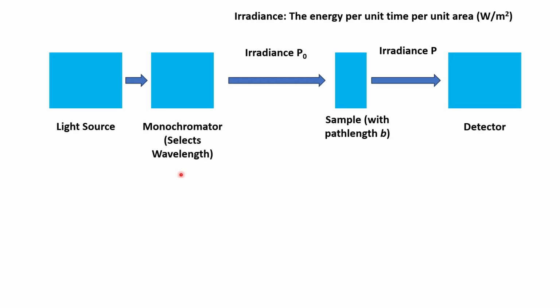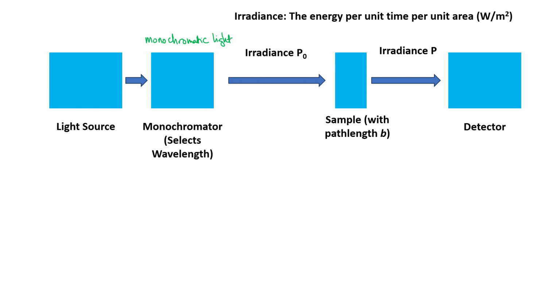Now let's talk about how spectroscopy actually works. So this is just a schematic of a very general type of spectrophotometer. You are going to have a light source. Generally, you're going to have a monochromator. This is going to select your wavelength. So very often when you select a particular wavelength, we call that monochromatic light. And that just simply means that this light is one color.